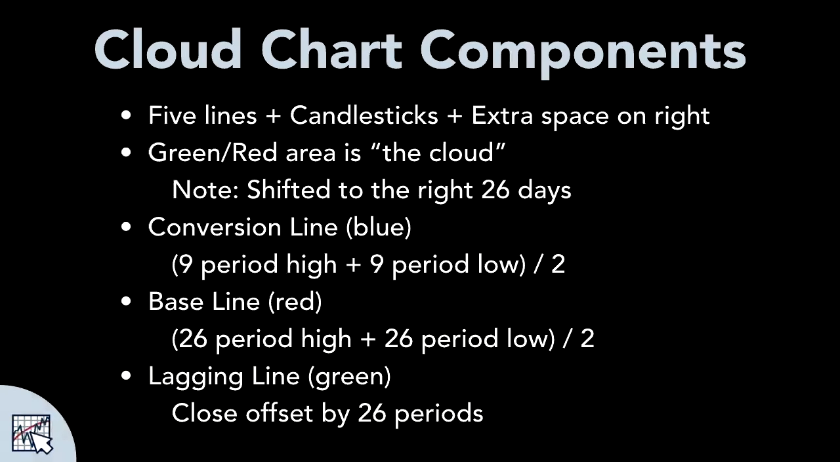And as we'll see, you can use a whole lot of interpretation with just the cloud itself. That's the first thing we're going to do. And then after we do that, we're going to come back and look at the 3 lines or spans that are associated with the cloud: the conversion line, which is blue, the baseline, which is red, and the lagging line, which is green.